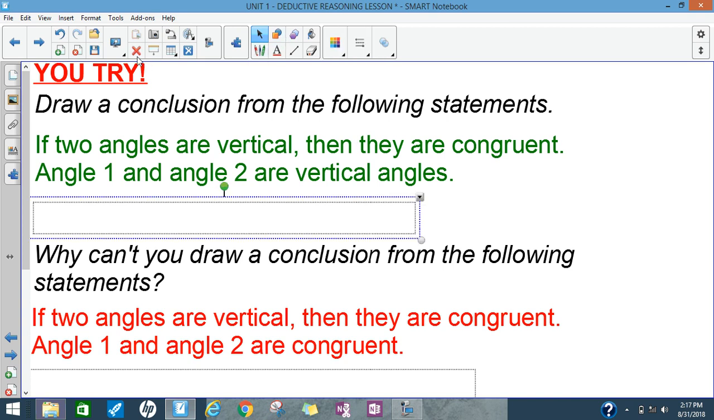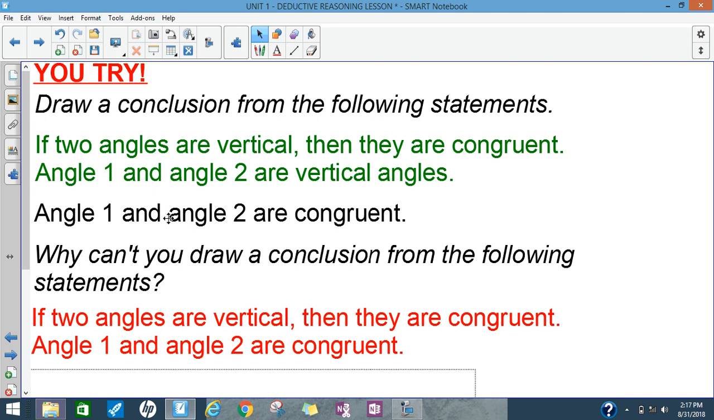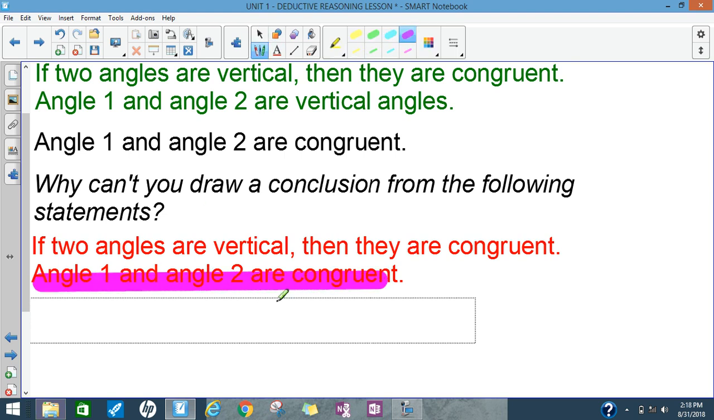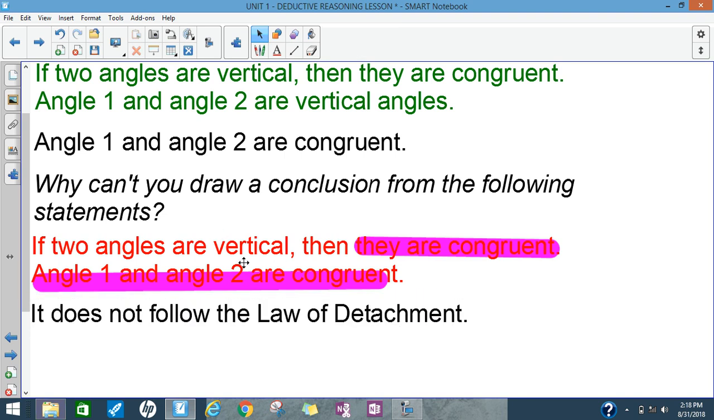In this one, we can draw a conclusion, and the conclusion we can draw is that angle 1 and angle 2 are congruent, because we have an if-then statement, and then we have an example of the hypothesis, so we can draw a conclusion about Q, the conclusion. This one we can't draw a conclusion because even though we have an if-then, our second statement, about them being congruent, relates to the conclusion Q, and that doesn't follow the law of detachment. We have to follow the law, so we can't draw any conclusions.